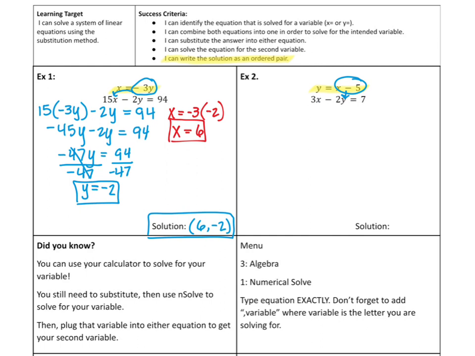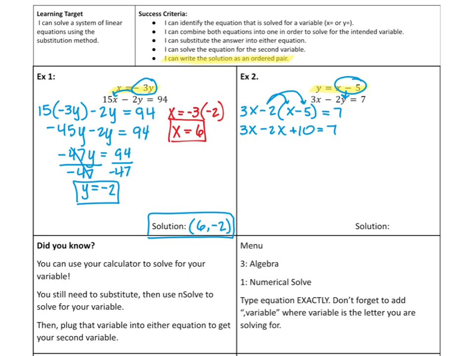So rewriting the problem, 3x minus 2 parentheses x minus 5 equals 7. This one's going to be a little bit more tricky because since there are 2 terms inside the parentheses, I'm going to have to do some distribution. So I'm going to distribute this -2 to both my x and to my -5. Keep the 3x the same. -2 times x is -2x. -2 times -5 is positive 10. So 3x minus 2x plus 10 equals 7.